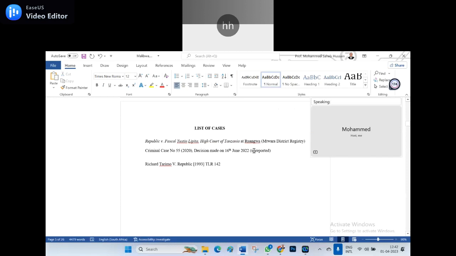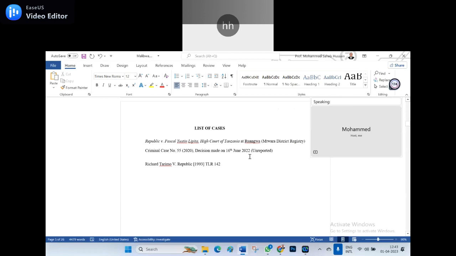Yeah, it is enough. Then unreported, that number is there: criminal case number or miscellaneous number, or within brackets unreported. Like you wrote unreported. When you write unreported, it should be with a capital letter. Yeah, you are right. Criminal case number: No. is the abbreviation, hence capital N, small o and full stop.